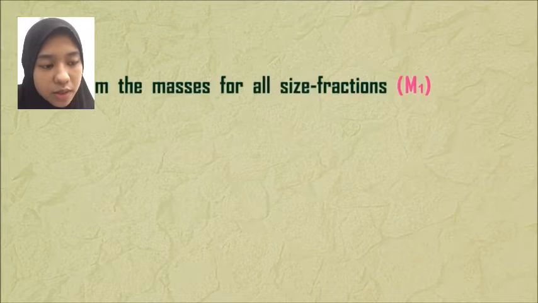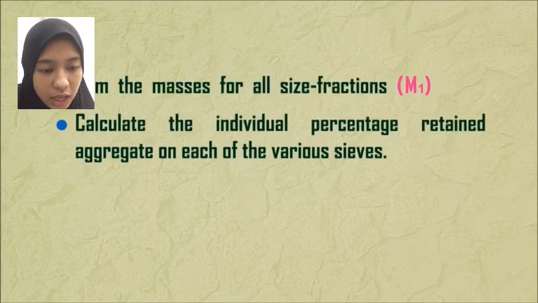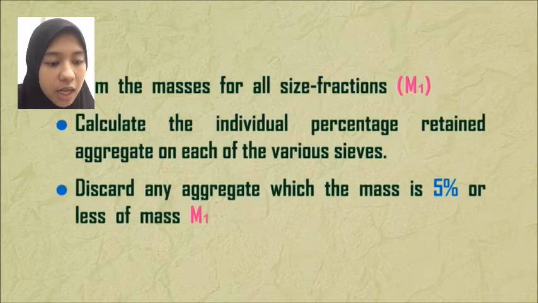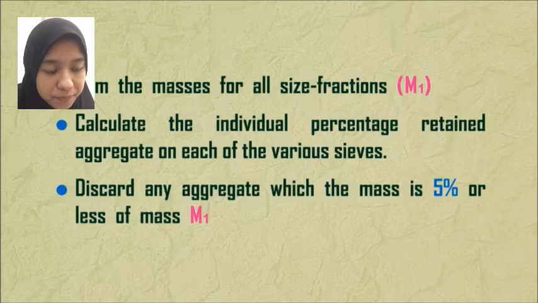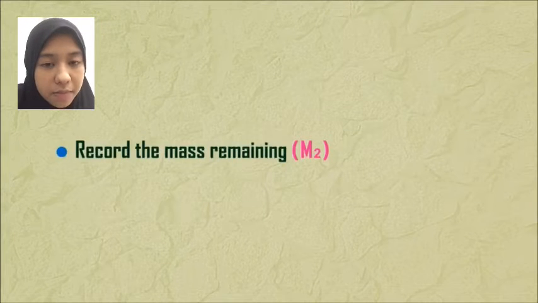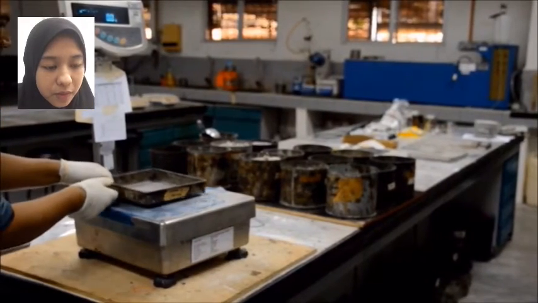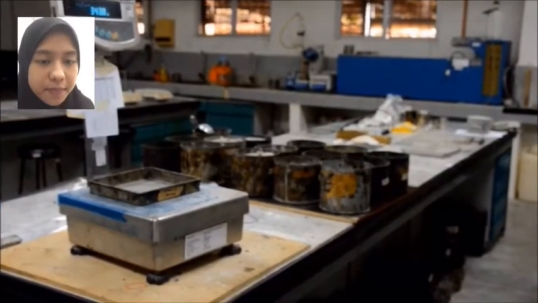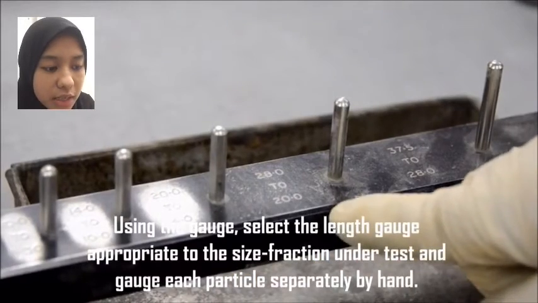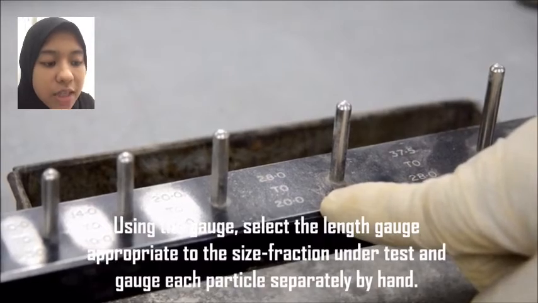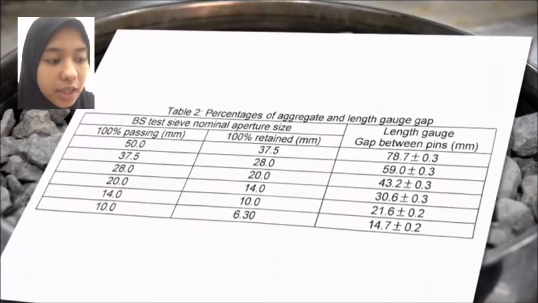Sum the masses of all size fractions as M1. Calculate the individual percentage of aggregate retained on each of the various sieves. Discard any aggregate whose mass is 5% or less of M1. Record the mass remaining. Using the gauge, select the length gauge appropriate to the size fraction under test and gauge each particle separately by hand. Refer to Table 2 of the Highway Laboratory Test Manual.